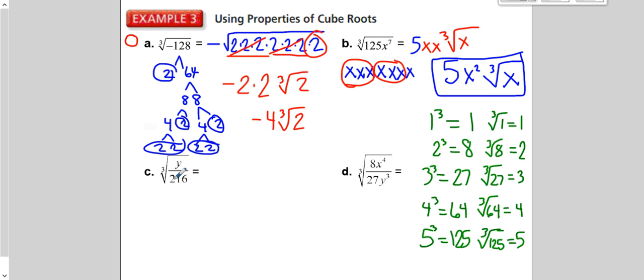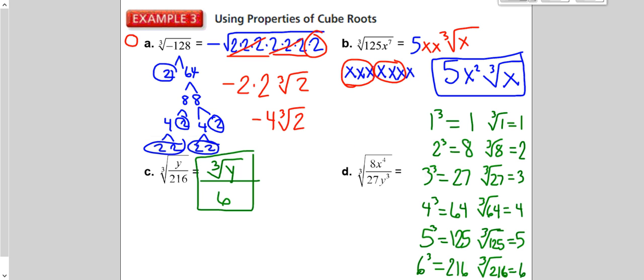Okay, 216. Makes me want to go back to my list. What's 6 cubed? 6 times 6 is 36. What's 36 times 6? 216. That means that the cube root of 216 will be 6. So cube root of y over the cube root of 216, which is 6. That's our answer.